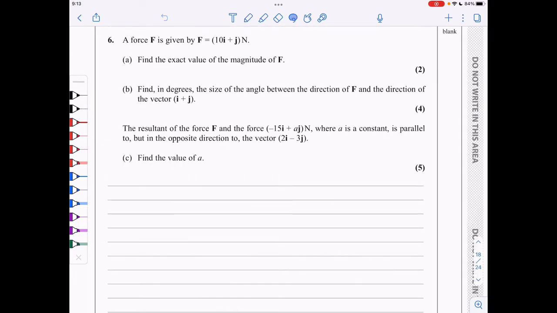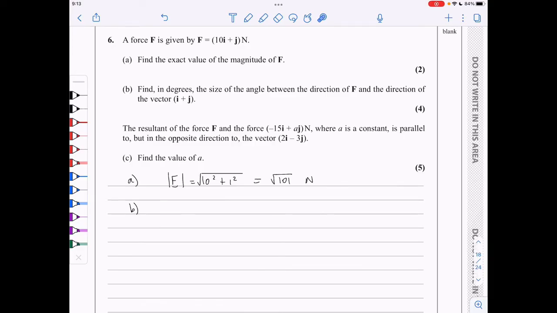In question 6, we've got a force F, it's 10i plus j newtons. We need to find the exact value of the magnitude of F. We know that the magnitude is given essentially by Pythagoras, and it's just the square root of 10 squared plus 1 squared. So we need the exact value, no calculator here, it's root 101 newtons. Now in part B, we need to find in degrees the size of the angle between the direction of F and the direction of the vector i plus j.